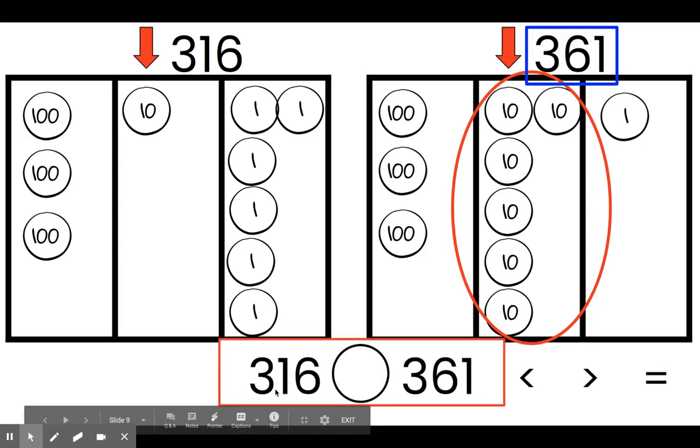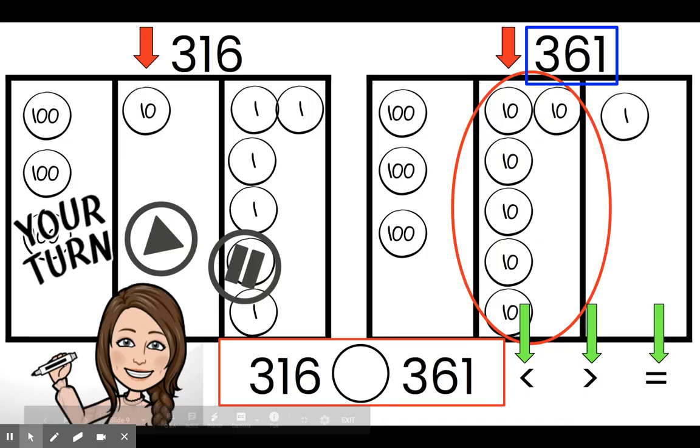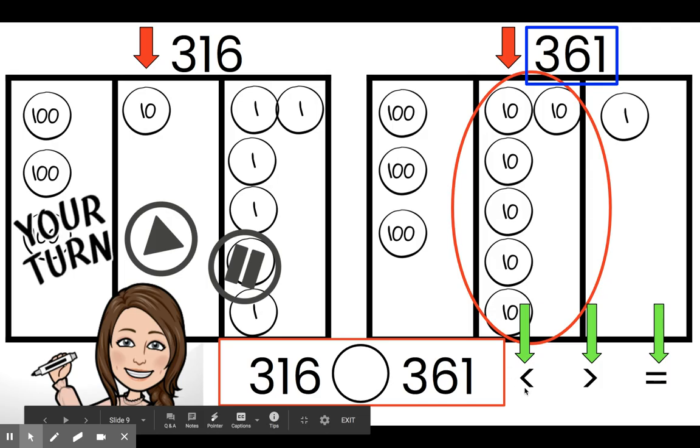Let's compare 316 to 361 using our symbols. Remember, this symbol is less than, this symbol is greater than, and this symbol is equal to. I want you to pause the video now. I want you to write 316 and use one of these symbols to compare it to 361. When you think you've chosen the correct symbol, press play and let's check your work.